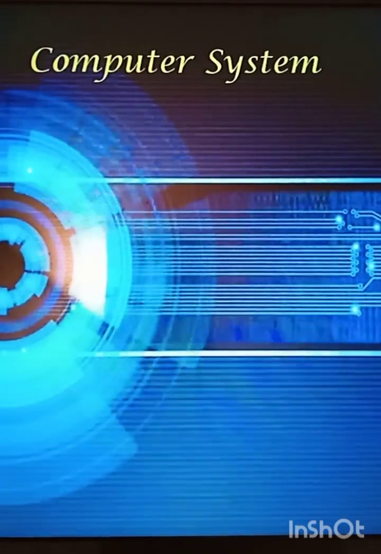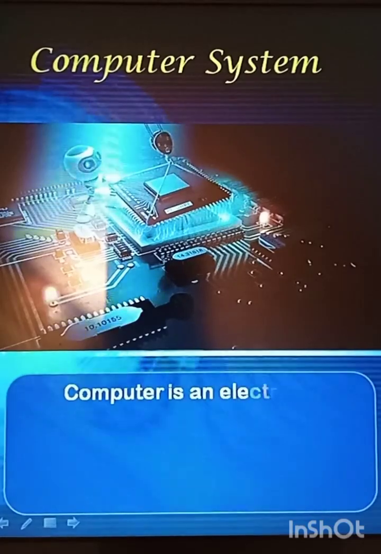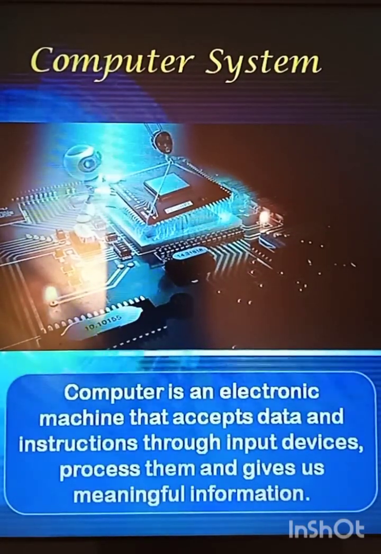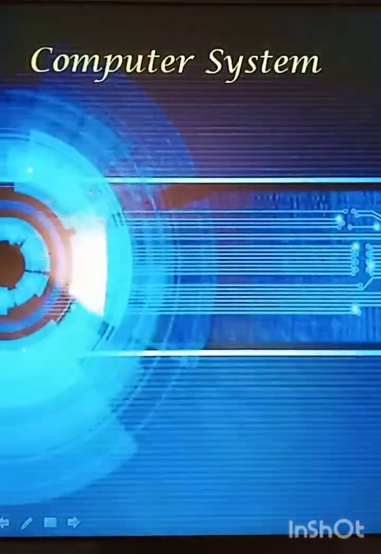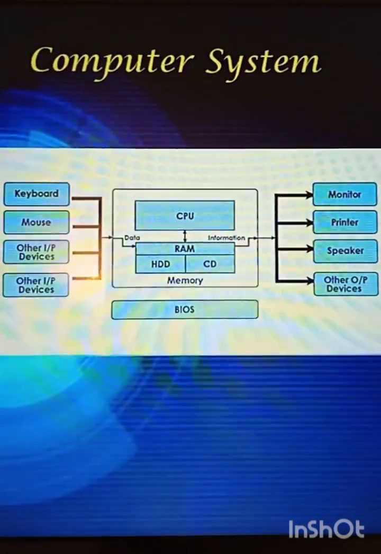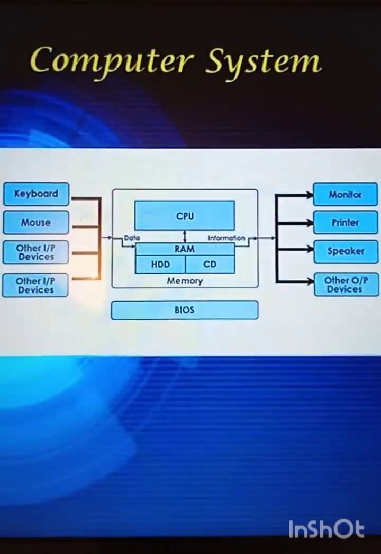Okay, let's discuss the computer system in this small video. So here we go. A computer is an electronic machine that accepts data and instructions through input devices, and then the processing takes place and gives us meaningful information. And this machine in the computer system at large has an organization something like this: the keyboard and mouse and output devices connected, other devices connected to the CPU, to the memory, to the RAM, BIOS, and we'll discuss it in detail. Now let's see.